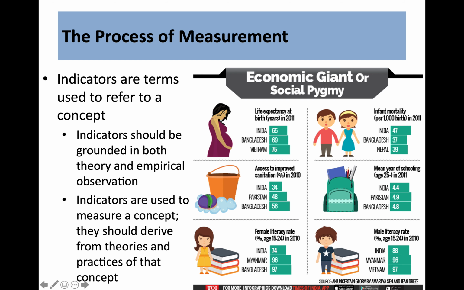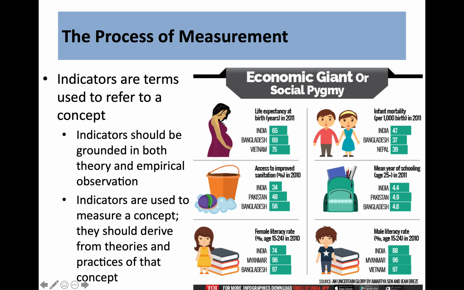Indicators are terms used to refer to a concept. Indicators should be grounded in both theory and empirical observation. Indicators are used to measure a concept. They should derive from theories and practices of that concept. And of course, the example to the right, economic giant or social pygmy.